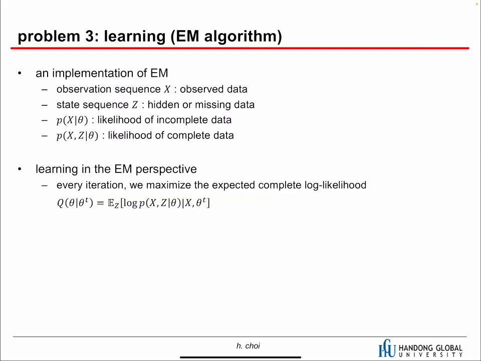Simply, these update rules are based on the EM algorithm. If you look at these terms, the observation sequence X is the observed data and the state sequence Z is the hidden or missing data. Then P of X is the likelihood of the incomplete data, and P of X, Z is the complete likelihood. This is exactly how we handle these likelihoods in the EM algorithm.